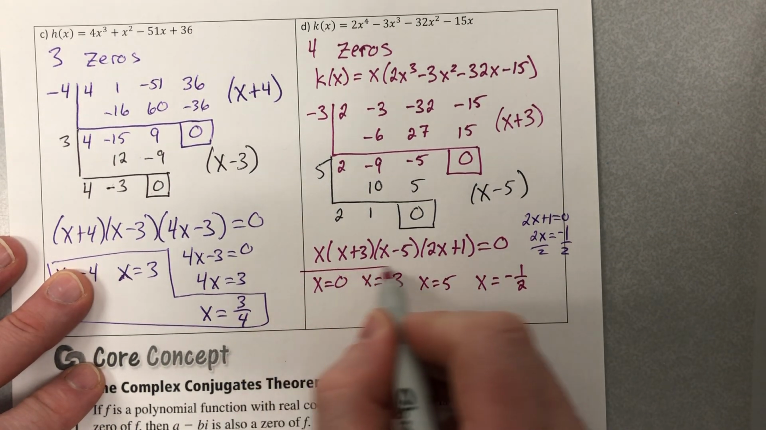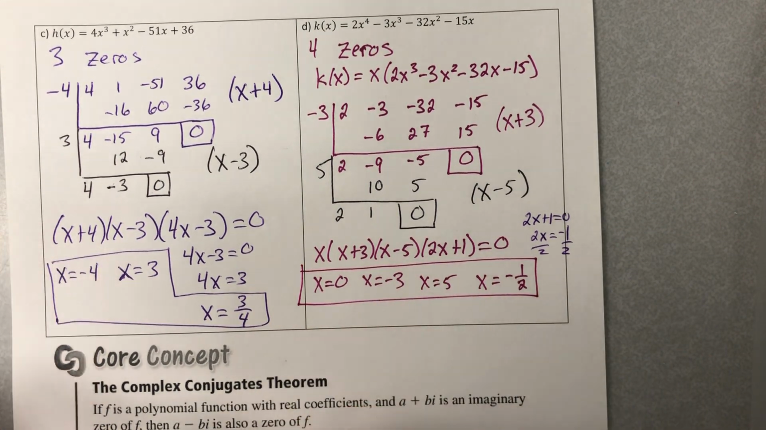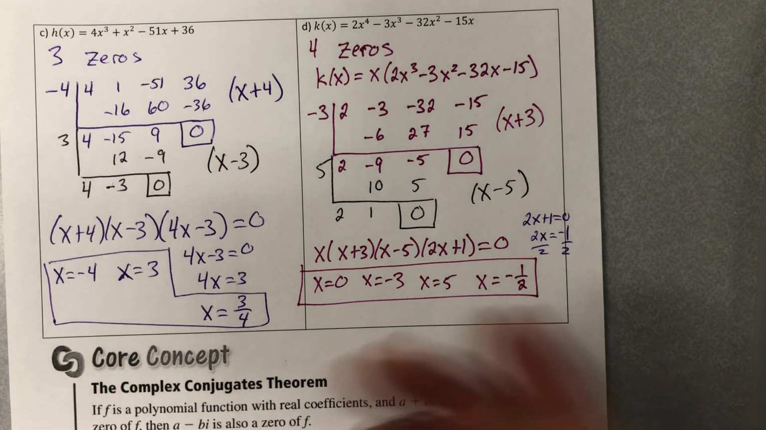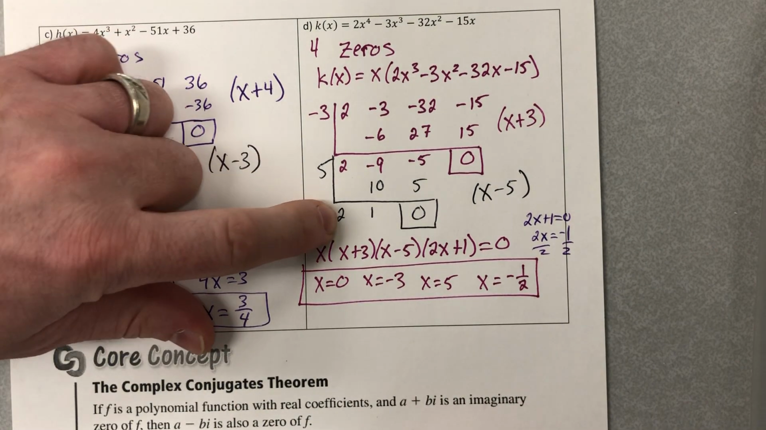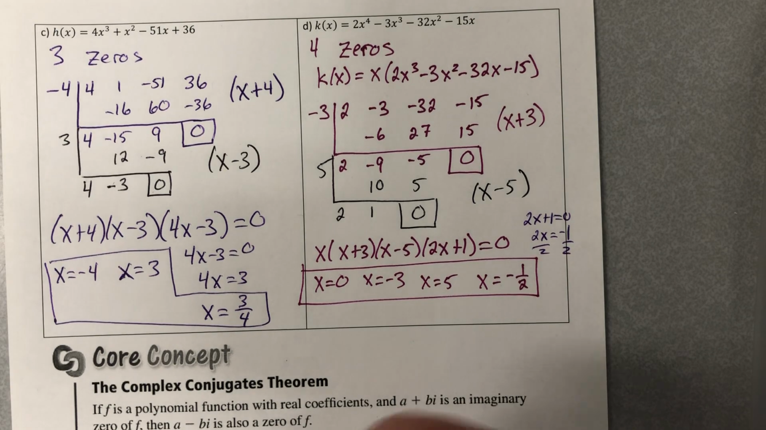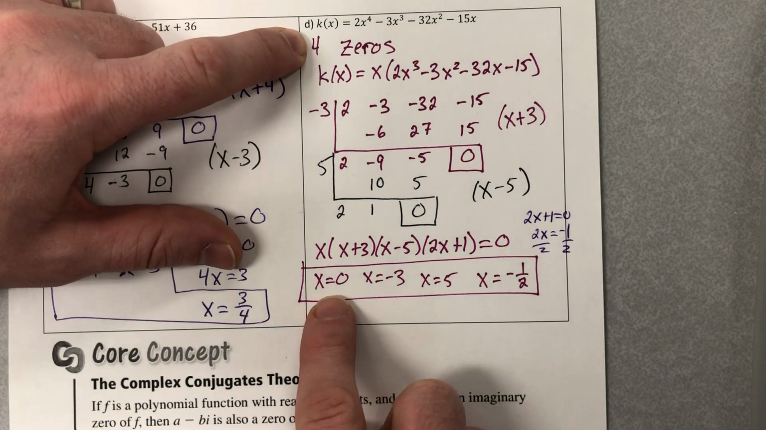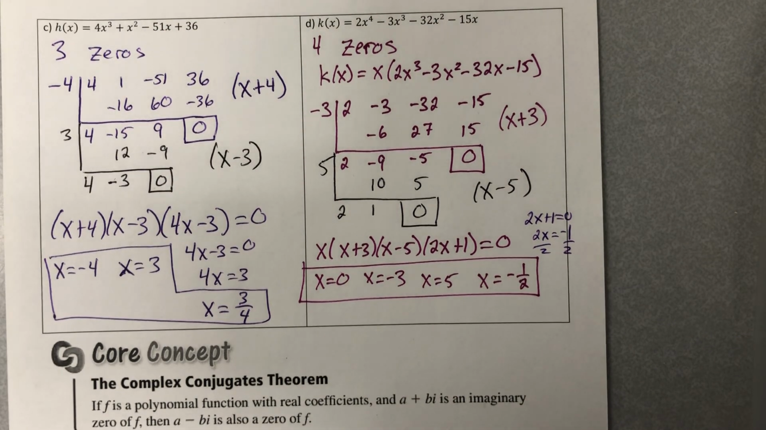And that's how I would get x equals -1/2. All right? So you could actually just go through and do the synthetic again, and then you'd be left, all right, you could factor out an x at the end. Doesn't really matter how you do it. Understand, we have 4 zeros. Here are 4 zeros. Okay?